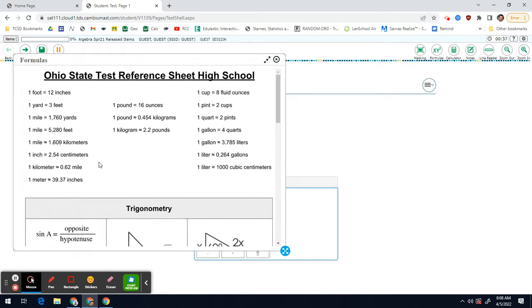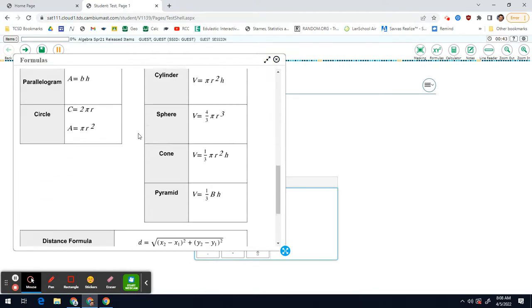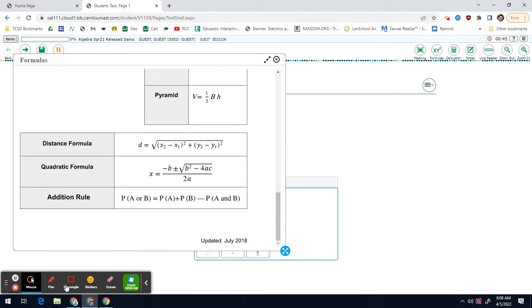Now, to be honest, this formula sheet has no real use for you. The conversions are not for you, trigonometry is not for you, area volume is not for you. The only thing that is meant for you is the quadratic formula, which is right here. Again, we just recently talked about that in class. The quadratic formula is a way to solve any type of quadratic equation in standard form. Okay, so there's that, and again, you'll get a paper copy as well.